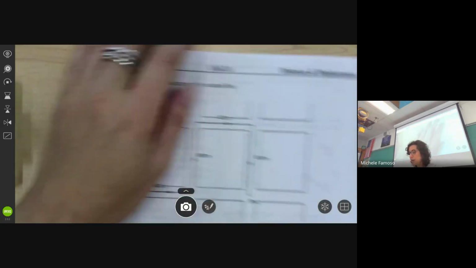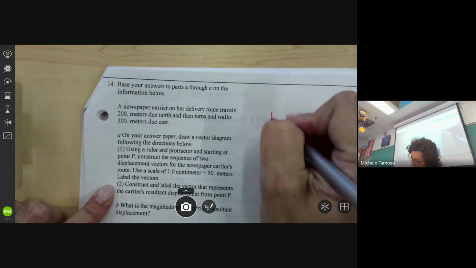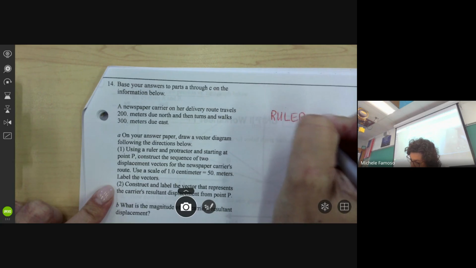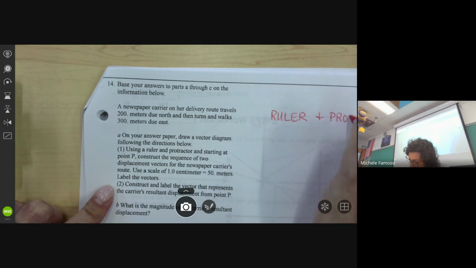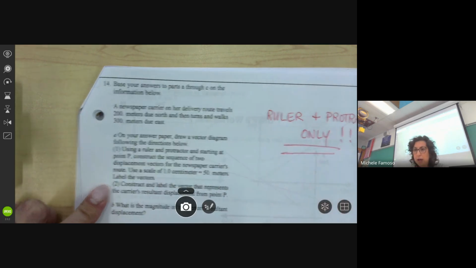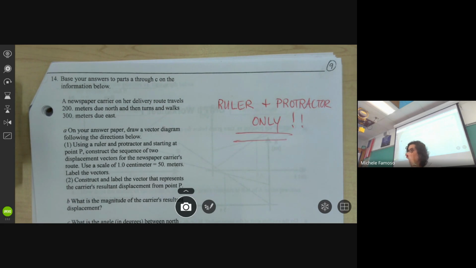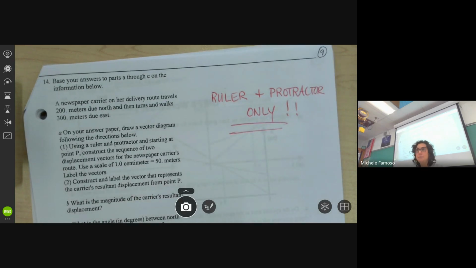All right. Your homework are the next 3 pages. 7, 8. Those are all multiple choice. Number 9. Please make a note on this page. Ruler and protractor only. No calculations on this page. This is done with the drawing. This is your drawing question to make sure you understand it. I don't want to see Pythag or SOHCAHTOA on this page. It's a scale diagram, okay?